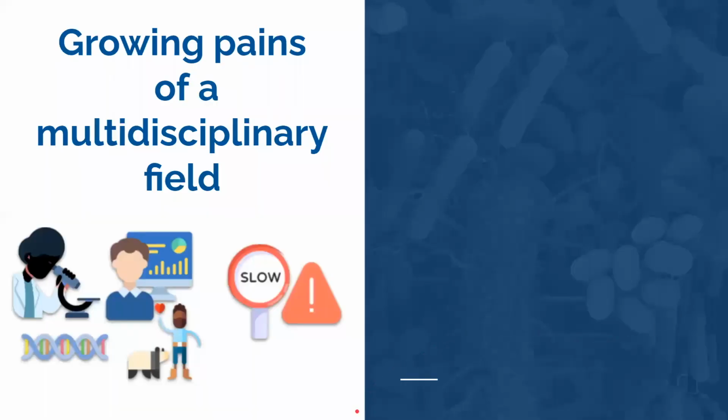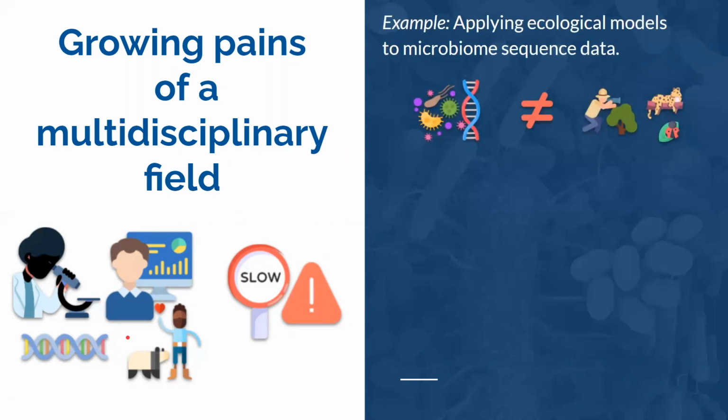So there are some road bumps or growing pains when it comes to working in a growing multidisciplinary field. So, imagine we have a microbiologist, a computer scientist, and a wildlife biologist, and they're all working on a project together about microbiomes. So you give them a research question, and they're probably going to each come up with a different approach from their respective fields. So which approach is correct? The microbiome field has had this problem.